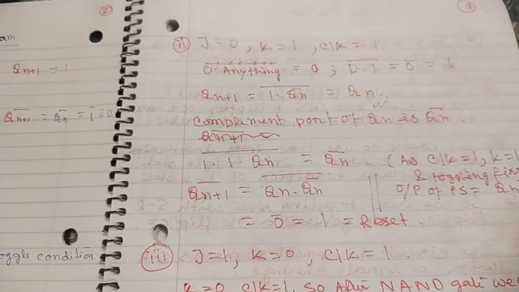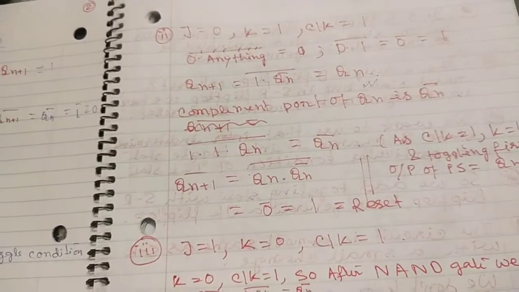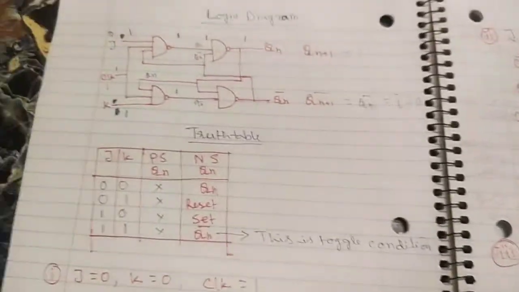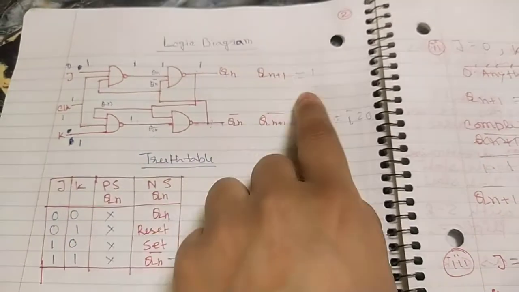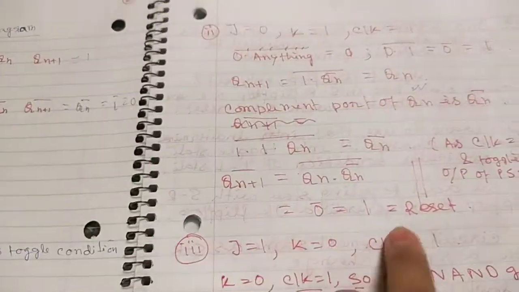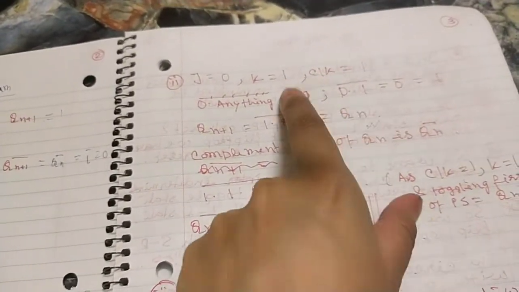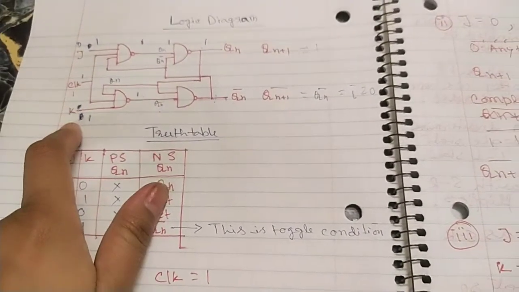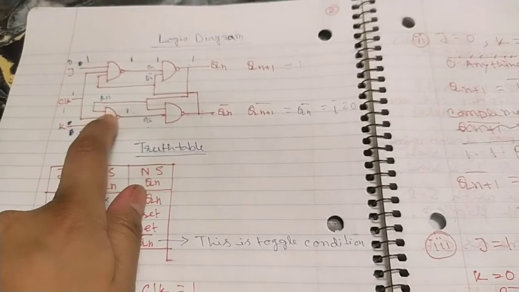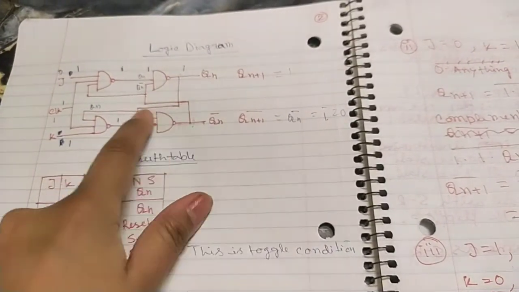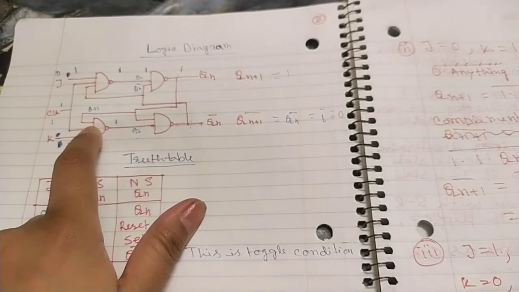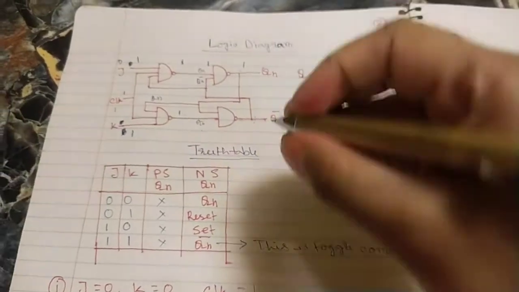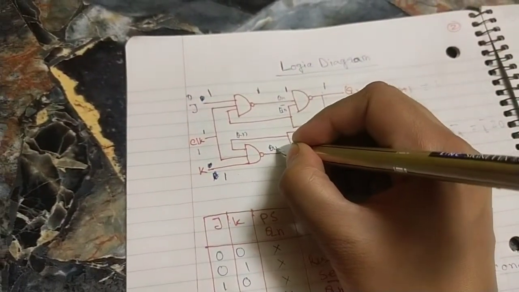Then the second condition, that is J equals 0 and K equals 1, with clock equal to 1. When J equals 0, it is the same case, and Qn plus 1 will be only Qn. When K equals 1, then K equals 1 and clock equals 1, dot 1 is 1, and dot the third input, that is Qn. 1 dot Qn, then whole bar, that is Qn bar. Here our output is now Qn bar.